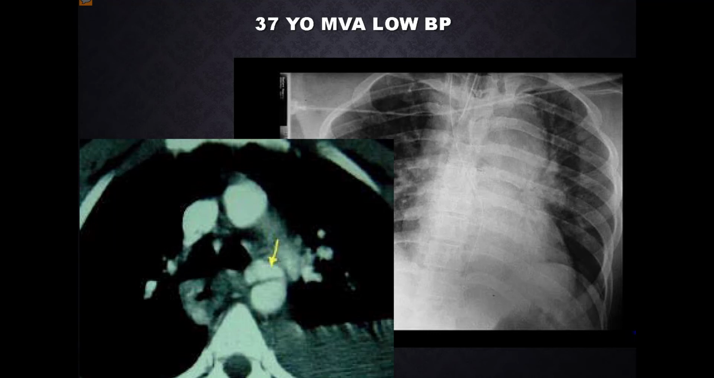And we tend to have a low threshold for doing CTs on trauma patients anyway, just because you don't want to miss anything, especially vascular injuries, where it's life-threatening. So they go and get a CT, and this is the abnormality. There's an aortic transection.